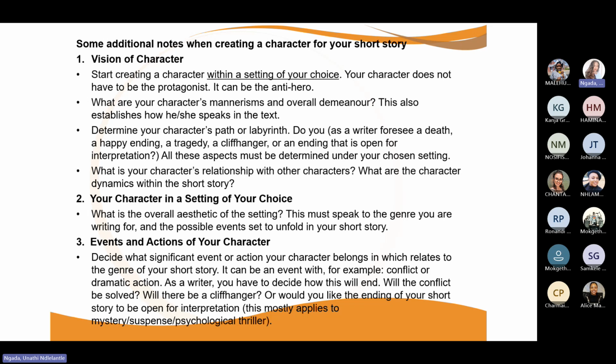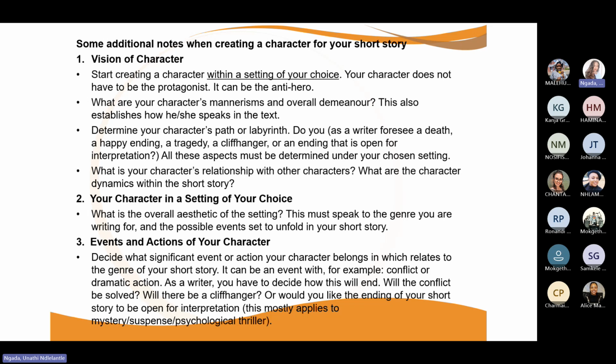Then setting, I have spoken about it. With the setting, guys, just remember with editing, in order for you to excel in editing the setting of your short story, you need to be able to use the correct descriptive words. In other words, use the appropriate adjectives in your setting. Okay.